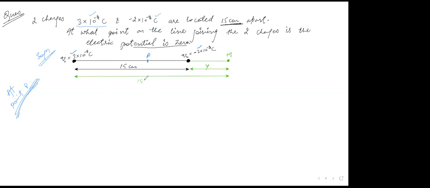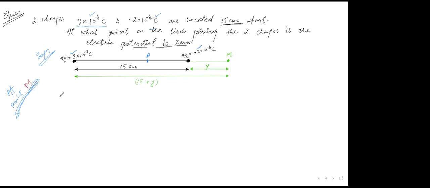This is 15 plus Y. Okay, and now again, we are going to solve it. We are going to calculate where the potential is 0 at any general position M. This point is not clear, I mean, what is the exact separation from Q2 and Q1? We are going to that exact position. So we are going to solve now for point M.